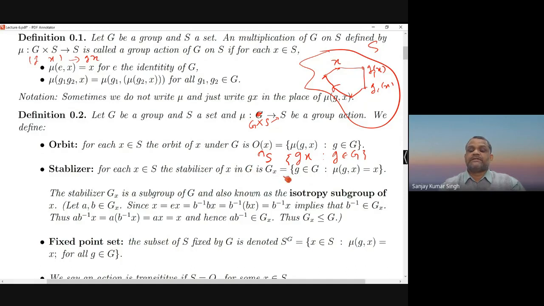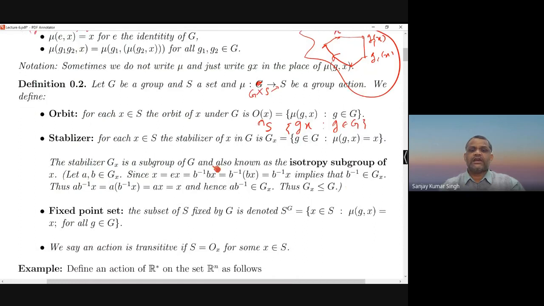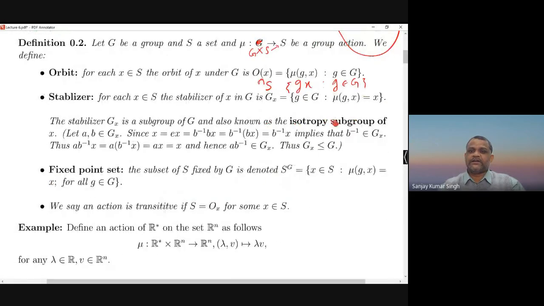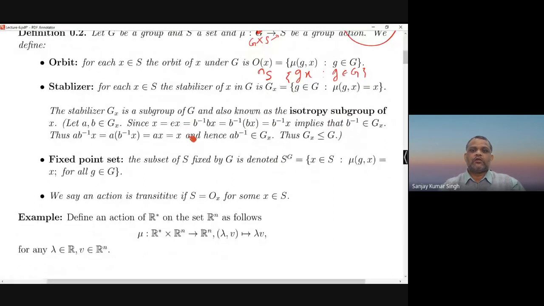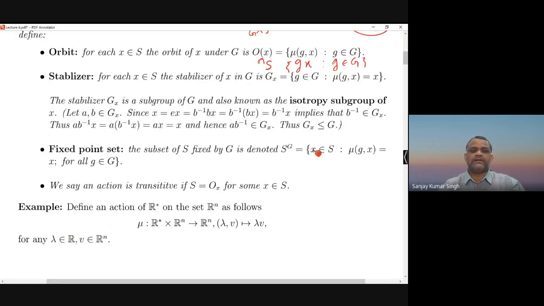And it is not very difficult to see that this subset is not just a subset of the group, it is a nice subset in the sense that it is a subgroup of G, which is very easy to check. It is also called the isotropy subgroup of x. In some books you can find this definition also. The proof is very simple, it is already given, so I will not go into that.